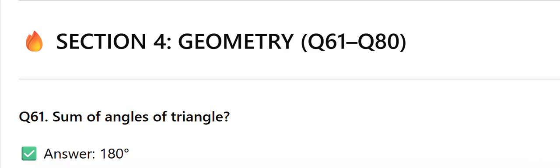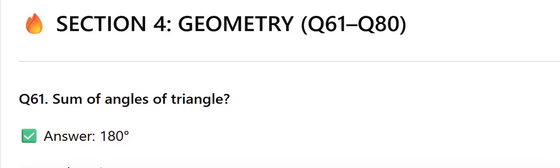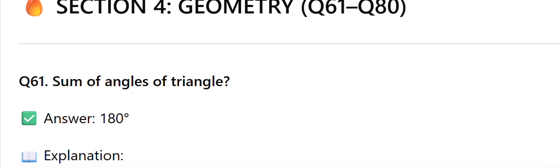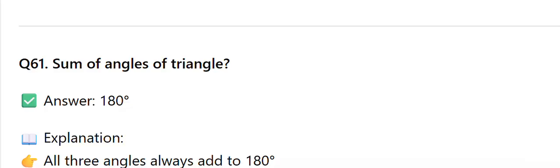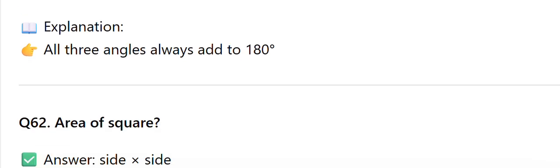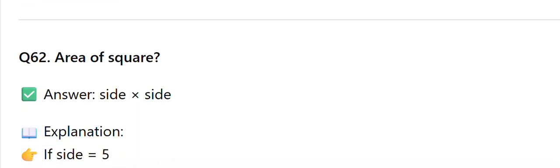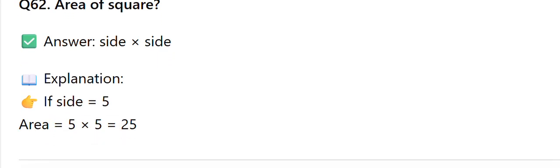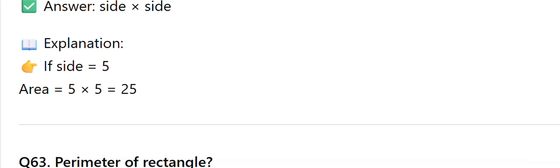Section 4, Geometry. Question number 61 to 80. Sum of angles of a triangle. By adding the three angles of a triangle, we get 180. All the three angles always add to 180. Area of square is side into side. If side is equal to 5, area is equal to 5 into 5, which is equal to 25.